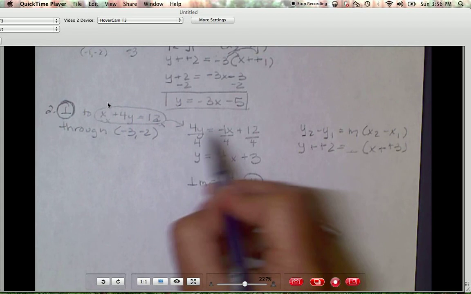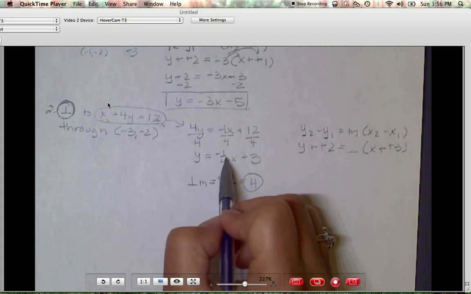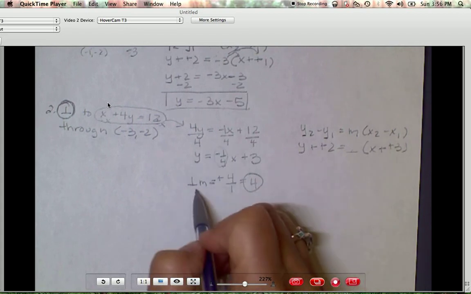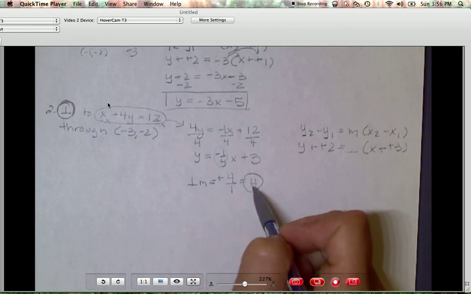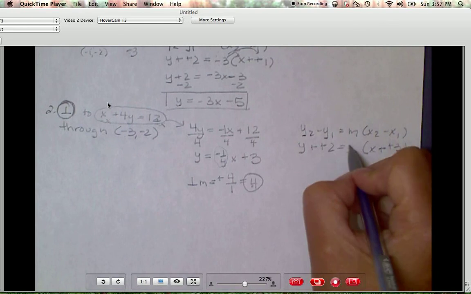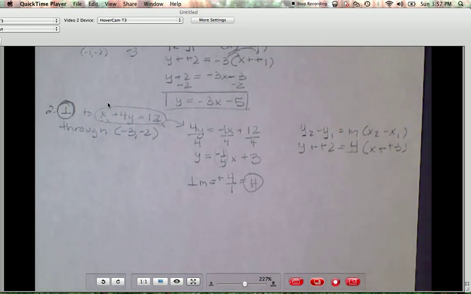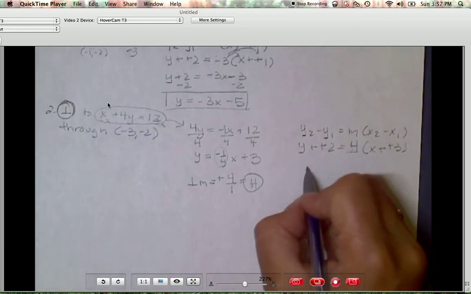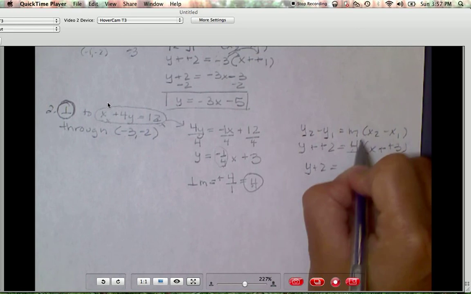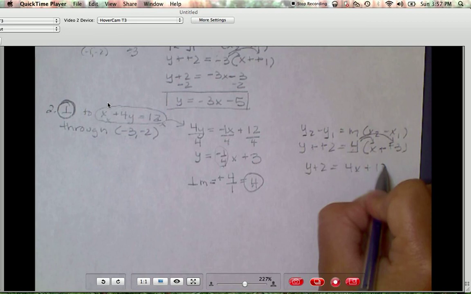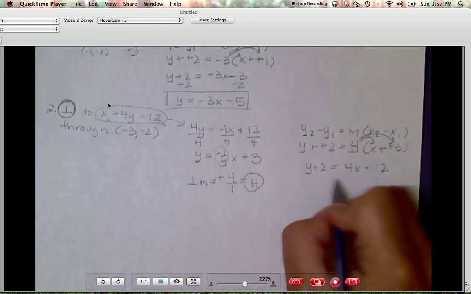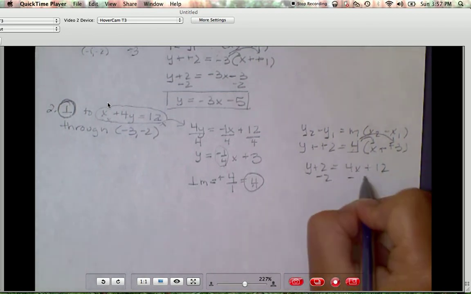So we solve this equation for y. The slope is negative 1/4. Therefore, the perpendicular slope is 4/1, or 4. And that is the slope that we'll use in this equation here. And then we just finish this up. So we need to distribute the 4 like we have in the past. And we get 4x plus 12. Still need to solve for y, so we subtract 2 from both sides.